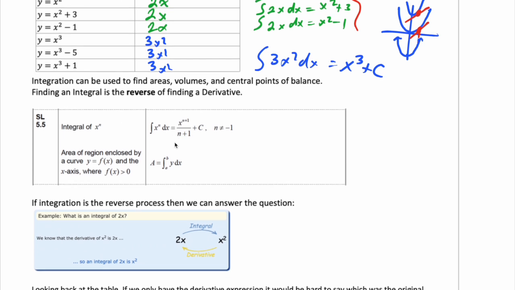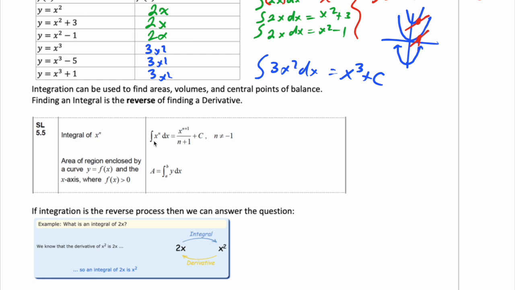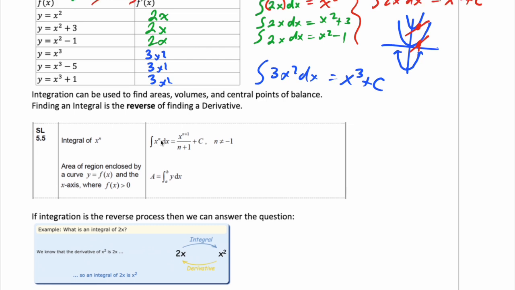Here's a screenshot of your formula booklet. If you want to find the integral of x to the power of something, you can do this. Recall, if you want to find the derivative of x to the power of n, the derivative becomes n times x to the power of n minus 1. Sorry, I messed that up a bit. It's n minus 1 when you find the derivative. So if you want to go backwards, you get a plus 1, and then you have to divide by this number.